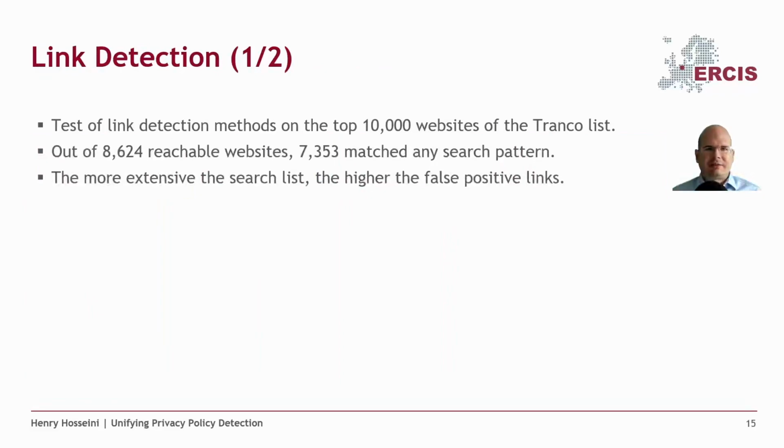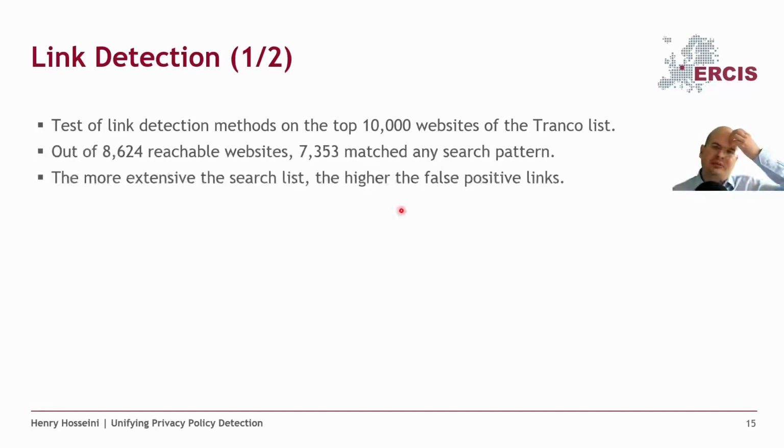We tested these link detection methods on the top 10,000 websites of the Tranco list at the end of January 2021. Out of 8,624 reachable websites, 7,353 matched at least one of the 4 link detection methods. It turns out that the more extensive the search list is, the higher the number of false positives.